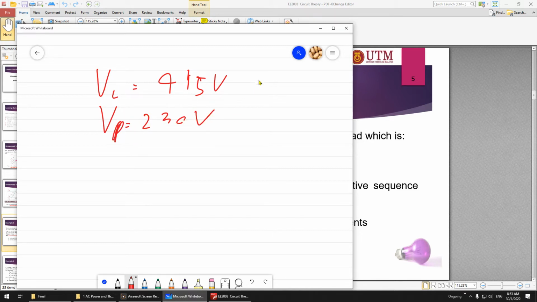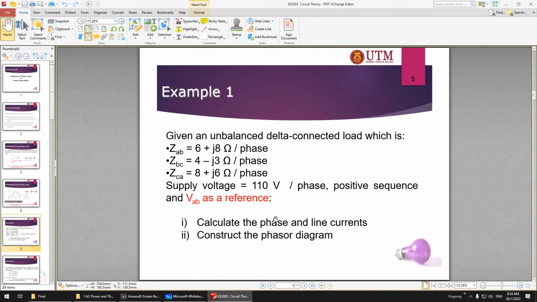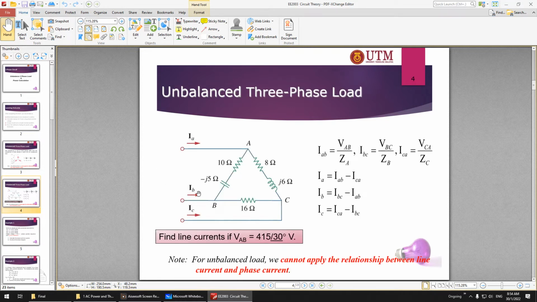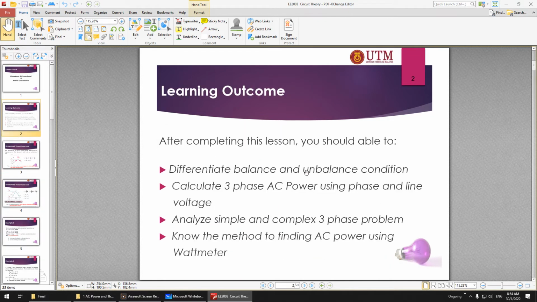If you are given V line, make sure you know how to convert to V phase. Okay, check back the video. V line is equal to V phase times square root 3 at an angle of 30 degrees, if I'm not mistaken. This one you have to check back. I have to recall the formula, but make sure you know how to convert this. If you are given line voltage, you have to convert to phase, and you can see here there is a difference. So whether it's star or delta, make sure you know the difference.